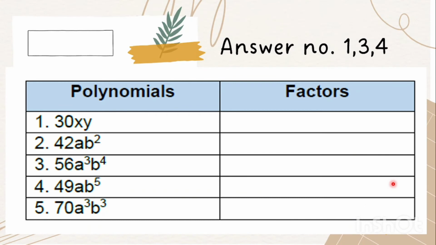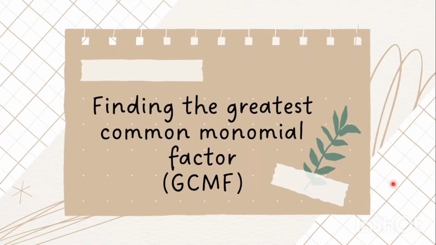Now, I'll give you 5 minutes to do this with your partners. So you will just find the prime factorization of numbers 1, 3, and 4. So we are now done with finding the prime factorization of polynomials.